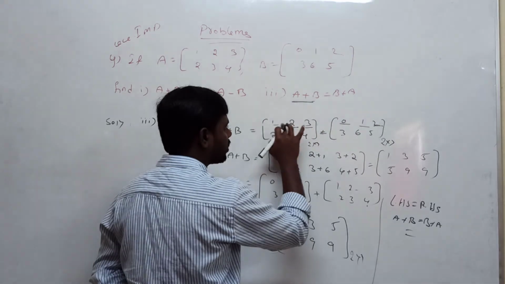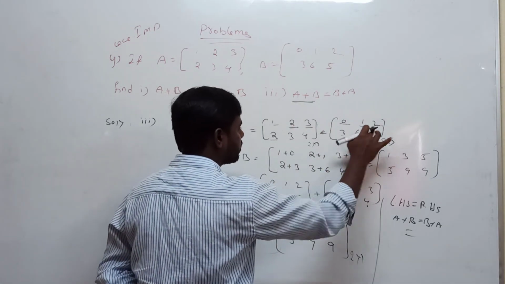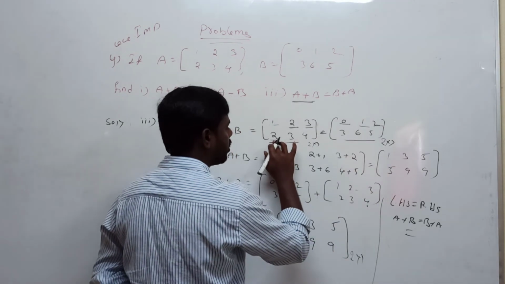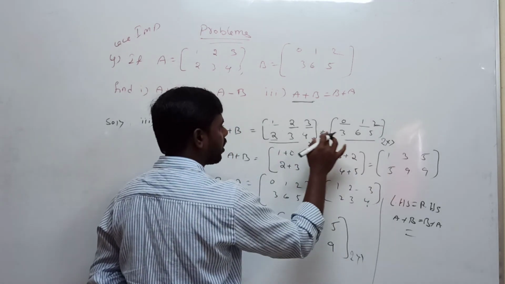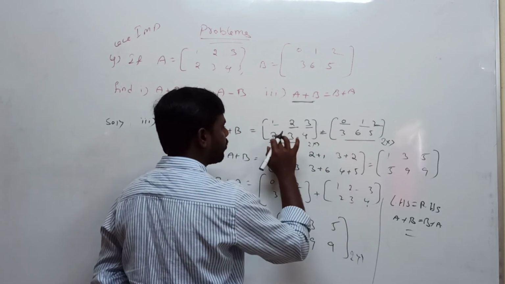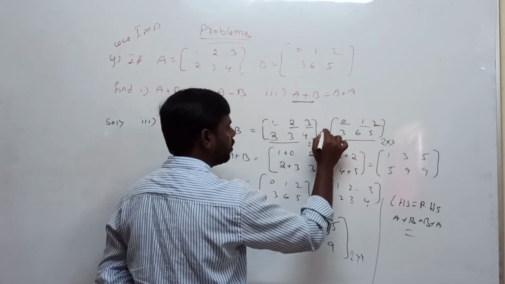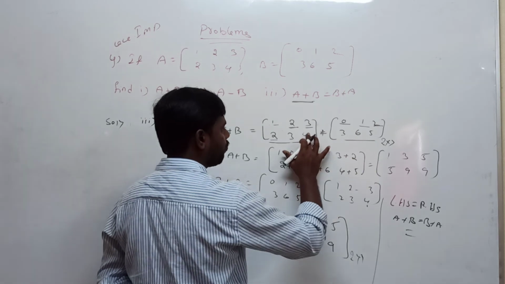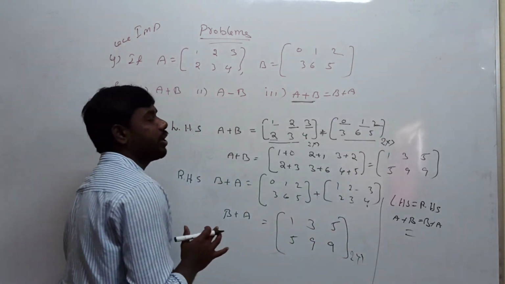We are adding only the first row. Here also we are adding the first element. Next we are adding the second row. Here adding the second element. Second row first element is 2, here second row first element is 3. That's why we are adding corresponding numbers. 2 plus 3 is 5, 3 plus 6 is 9, 4 plus 5 is 9. Right, you can add it.